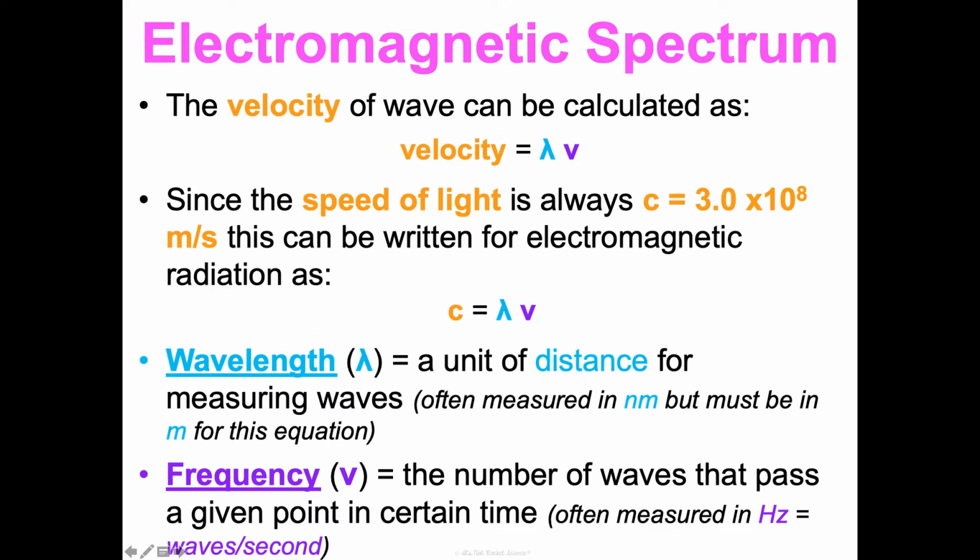Frequency is this V. That's just the number of waves that pass a given point in a certain time. It's often measured in hertz, and hertz just equal waves per second. And so because it has that second in there, you're good to typically just plug in your frequency into the equation. And for honors, since you're the ones listening to this, we're going to practice this a little bit in a lab we're doing later in this concept.